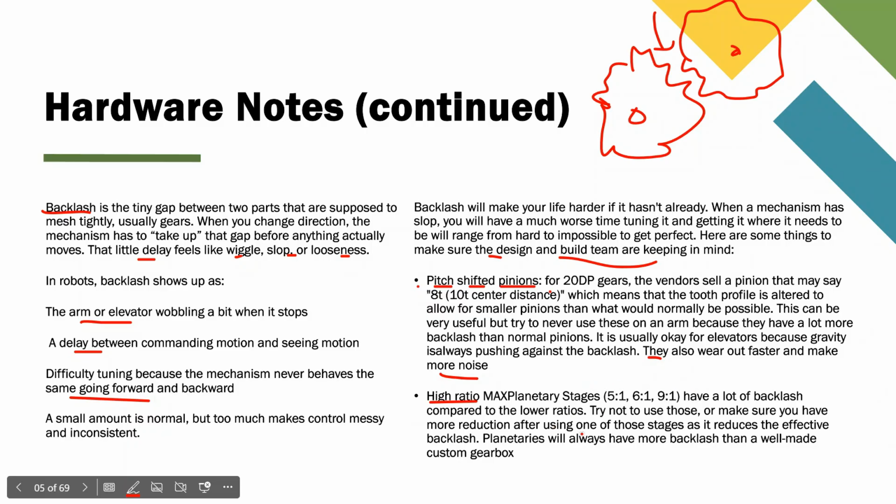Make sure you have a reduction after using one of these stages, as it reduces the effect of the backlash. For example, if you're using a 9 to 1, you want to transition downwards on the scale. You don't want to go from a 6 to 1 to a 9 to 1. Rather, when you use a 9 to 1, go down to a 3 to 1 or something like that. Typically you want to avoid these, but if you have to, make sure it goes down the gearbox ladder. Planetaries will always have more backlash than a well-made custom gearbox.